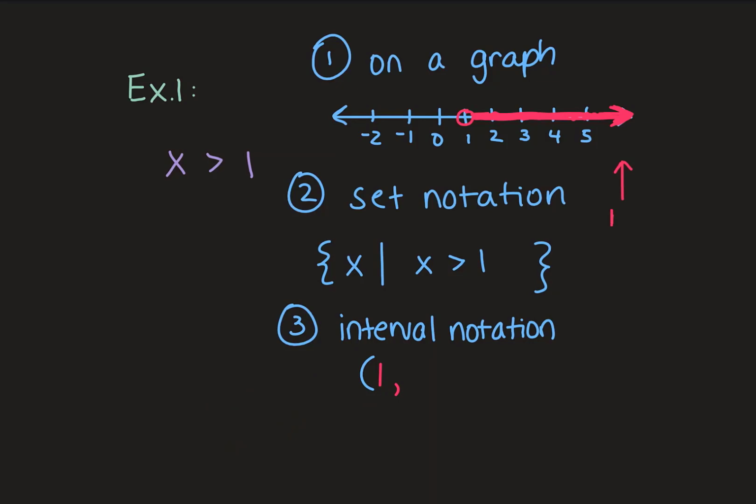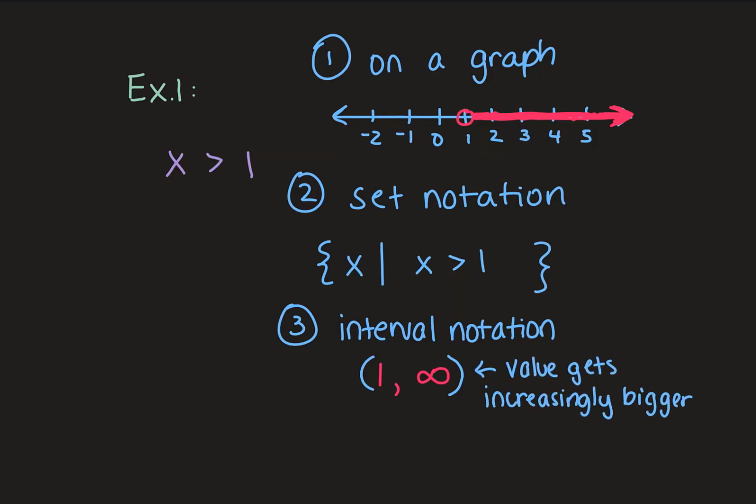Now to find our maximum solution. So this arrow means that it continues to positive infinity. So our max is actually at positive infinity. Since infinity is not an actual number, we just use parentheses. That's because infinity means that the value gets increasingly bigger without bound. So just always use parentheses next to the infinity symbol. So this is our answer in interval notation.